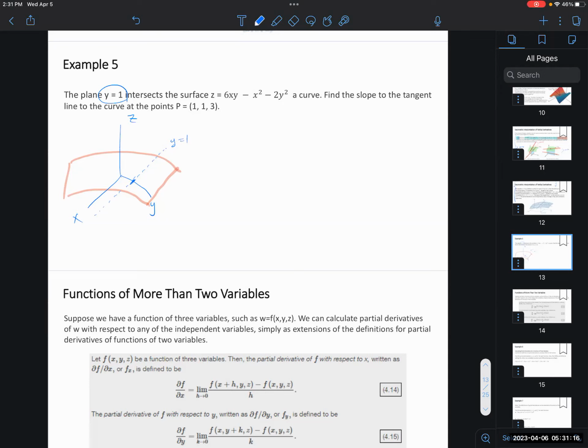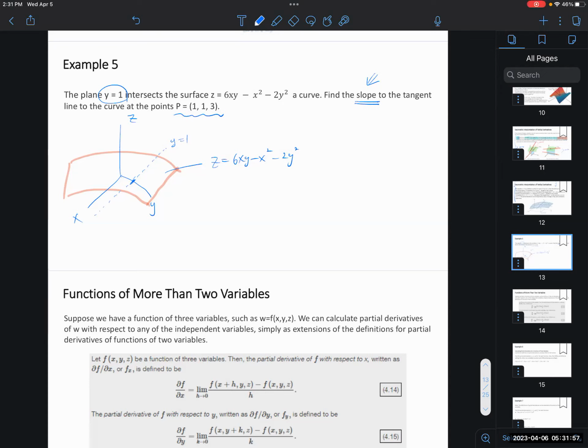This is z equal to 6xy minus x squared minus 2y squared, as a curved shape, as a surface. Find the slope. When you see that, we know directly that we're going to take the differentiation. Find the slope of the tangent line to the curve at the point P(1, 1, 3). So (1, 1, 3) is going to be somewhere in this space. I want to find the slope of the tangent line at (1, 1, 3). It sounds a little bit abstract, but I will do it step by step.